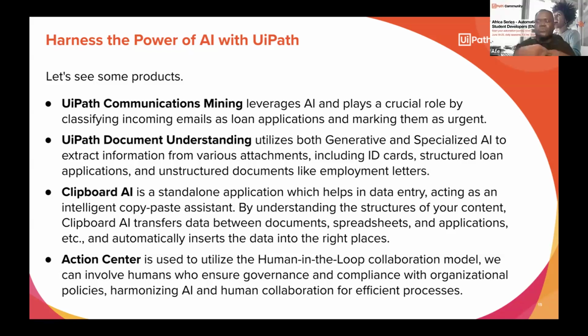This is what allows us to utilize the human-in-the-loop collaboration model, where you've employed AI to do something, and then, especially in businesses with a maker-checker model, where there's always a two-step validation for work being done or data being worked on, AI does the making, and then a human comes to review and be the checker. Action Center is the UiPath product that allows humans to ensure governance and compliance with organizational policies, and thereby we harmonize AI and human collaboration for effective processes.